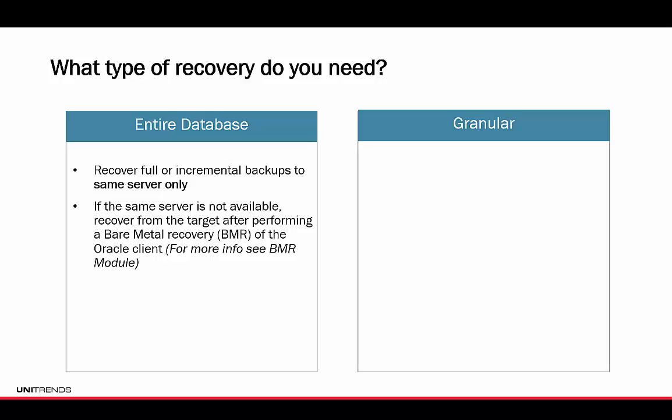When you start looking at putting back the entire database, you can recover full or incremental backups to the same server only. It doesn't matter what recovery point you go to with Oracle, you can only go back to the same server. If the same server is not available, you can recover from the target after performing a bare metal recovery of the Oracle client. So if you're doing virtual snapshots or file-level integrated bare metal, you're going to recover that server, get it up, and register the agent with the same name and everything so it can go back. For more information, see our bare metal recovery module, which is actually the WinIR and bare metal module together.